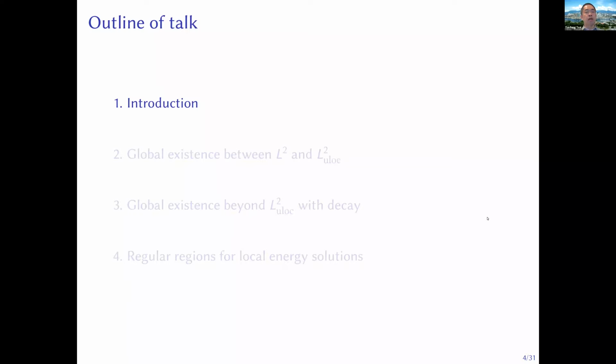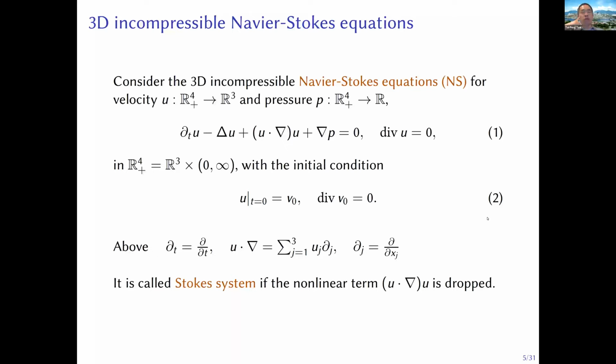So we study the Navier-Stokes equations. We do everything in the whole space R3, and the time is from zero to infinity. We have an initial data V0. And we know that it's called the Stokes system if we drop this nonlinear term.